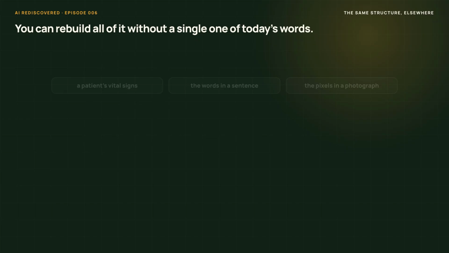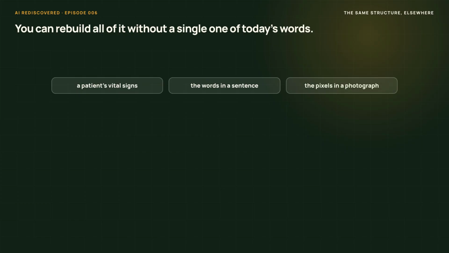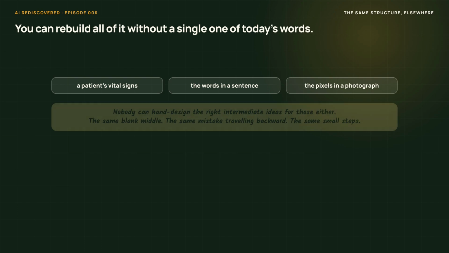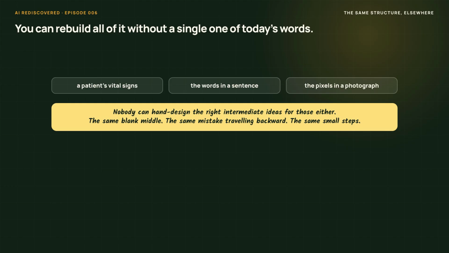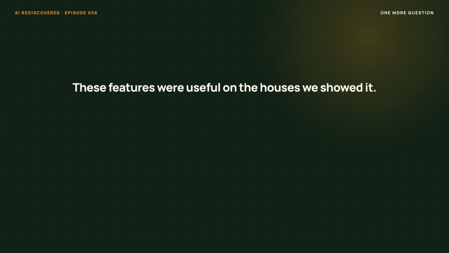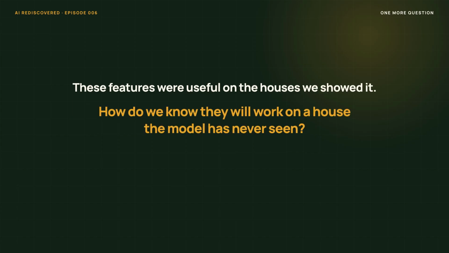Now, look at how far the structure travels. Swap our 2 clues for a patient's vital signs, or the words in a sentence, or the pixels in a photograph. Nobody can hand design the right intermediate ideas for those either. The same blank middle, the same mistake traveling backward, the same small step. And it leaves us with one more question. These features were useful on the houses we showed it. How do we know they will work on a house the model has never seen?